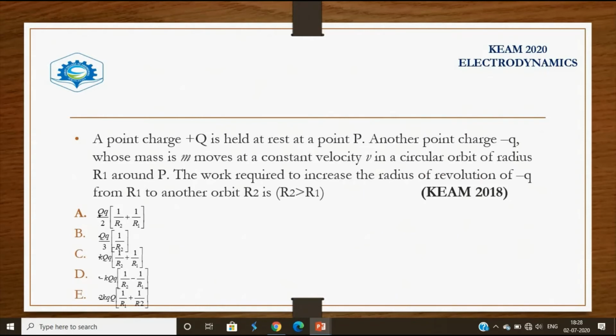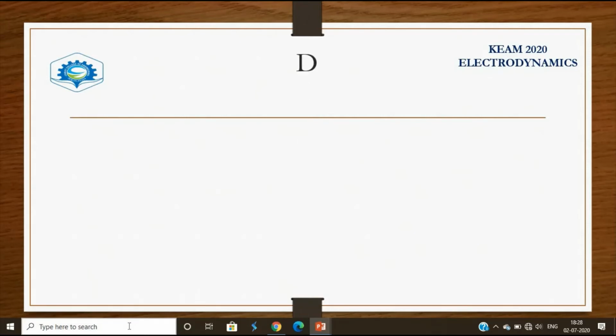A point charge plus Q is held at rest at point P. Another point charge minus Q, whose mass is m, moves at a constant velocity v in a circular orbit of radius r1 around P. The work required to increase the radius of revolution of minus Q from r1 to another orbit r2 is. So we need to find the work done. It is given that r2 is greater than r1. These are the 5 options. Okay. Now the answer is D.